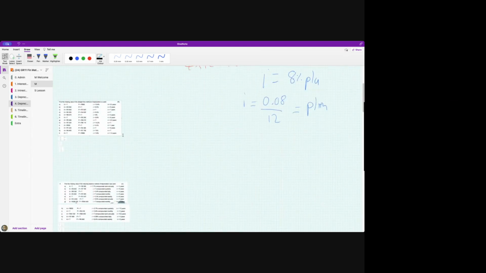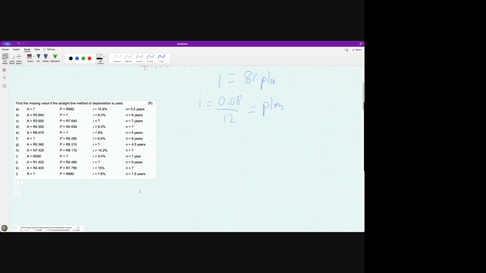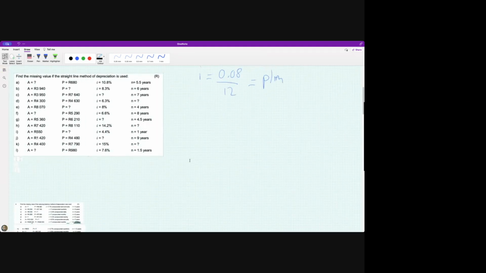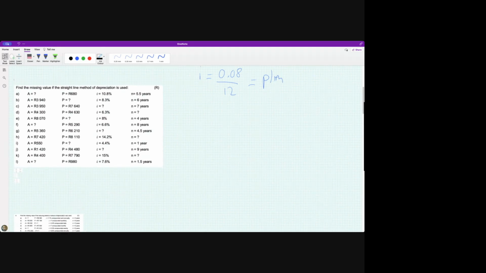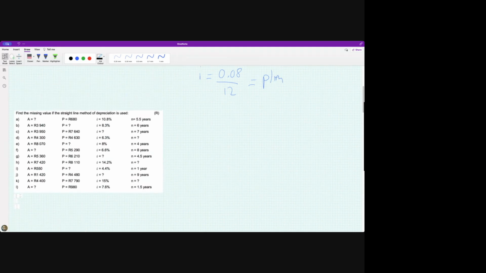Okay, so let's go to a first example. Now, I have a whole bunch of questions here. We're not going to do all of them, but I'm just going to choose some basics here. The method of depreciation you are using is going to be straight line depreciation, which means that you are going to use the formula for straight line depreciation. You need to think about what that is. They don't give you the A value, but they do give you the P value, the I value, and the N value.